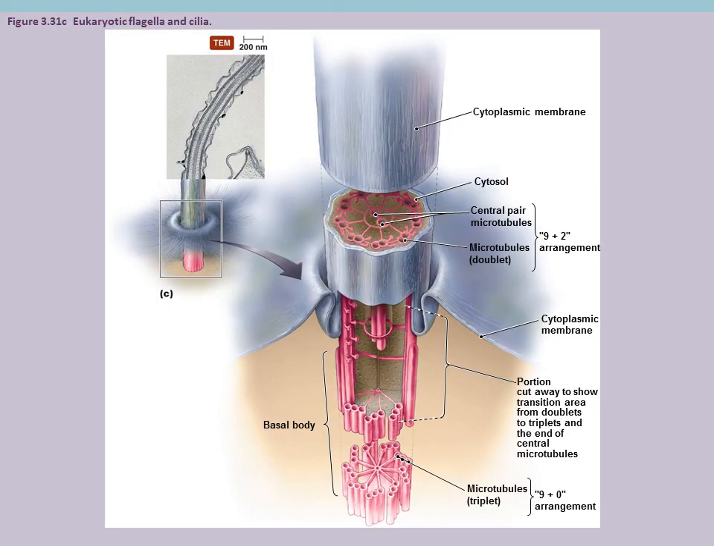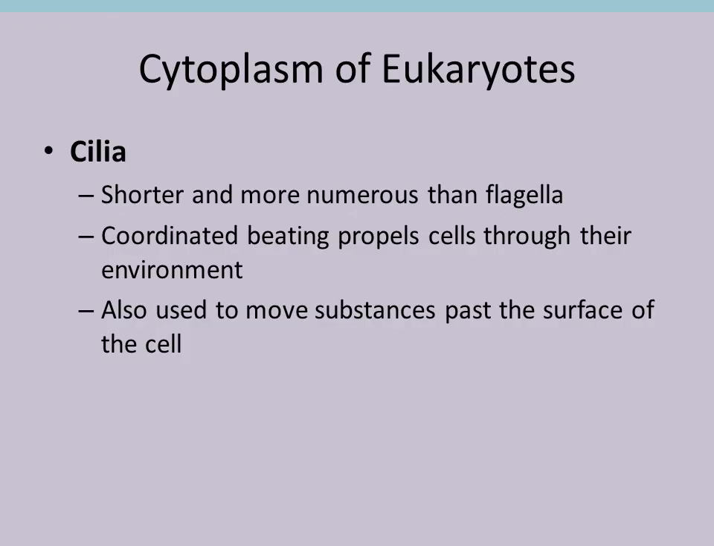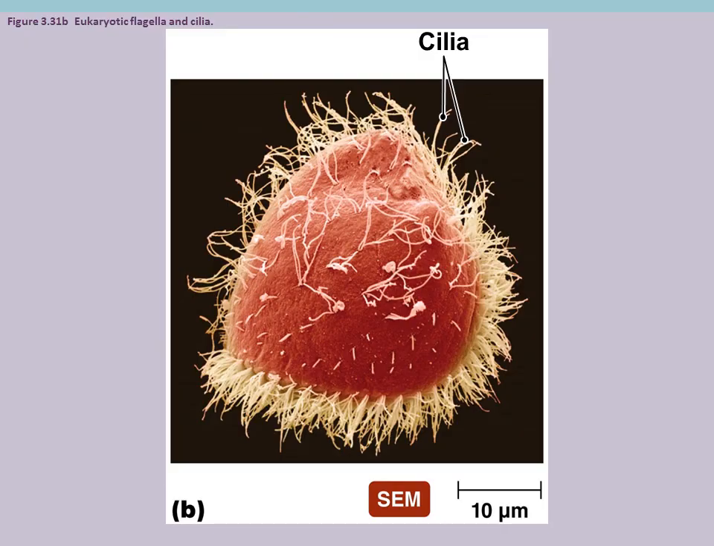And this is just showing a depiction of what it looks like. So as it moves, it's going to propel the cell through the environment. Cilia are going to be much shorter. They're usually more numerous, though, than what we see with flagella. And as they move, it's helping to move fluid across the surface of the cell, as you can see here.